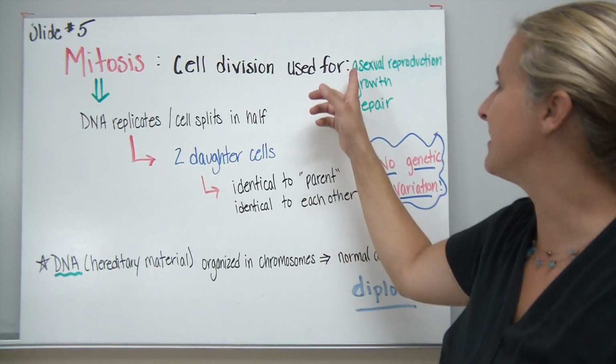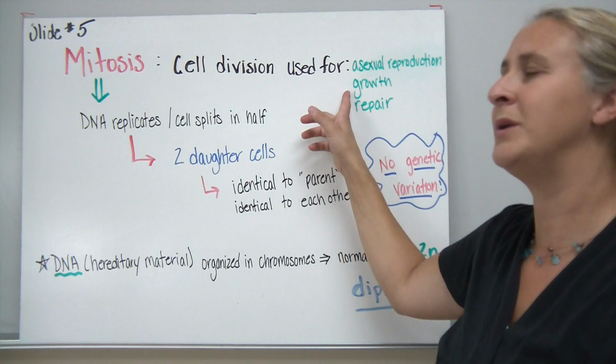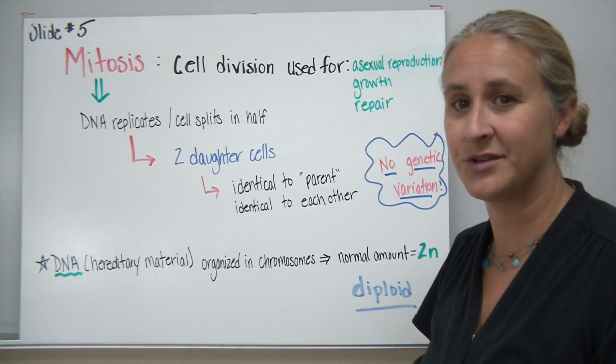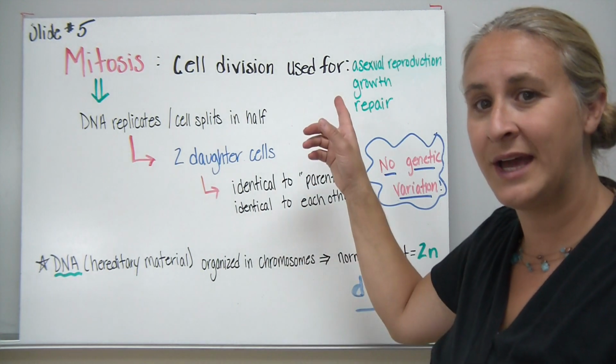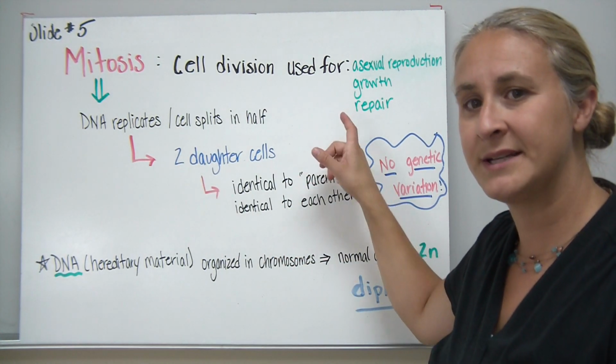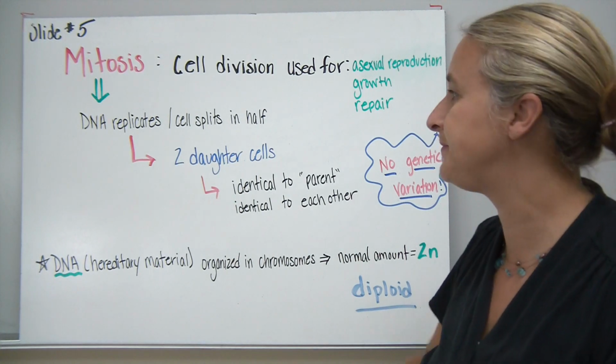We use mitosis not for reproduction, but we use it for growth. As you're growing, teenage years, younger years, children, adolescents, you're adding new cells to your body to grow larger, and you're also repairing dead cells that get worn out over time.